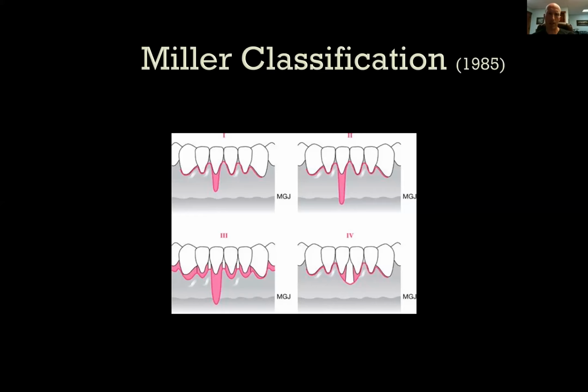But for day in, day out clinical practice, you need something that's simple and easy to use. And these classification systems, the Miller and the recession type or Cairo classification systems, meet those needs.